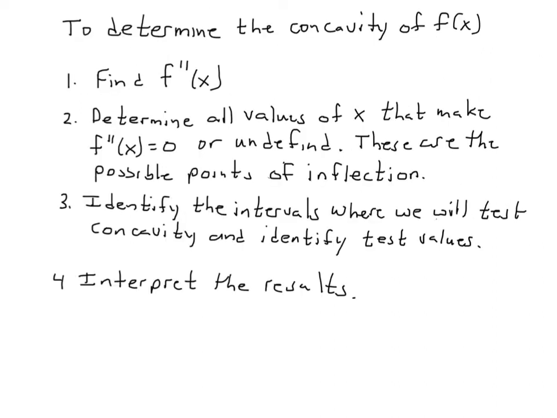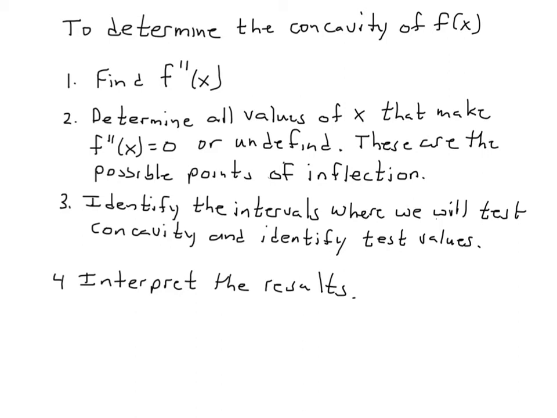So determining concavity is very much like what we did to determine the extreme values, where we had relative maxes or mins. The first thing I'm going to have to do is find f double prime of x. Second, I need to determine all values of x that will make the second derivative equal 0 or undefined. Those are possible points of inflection. Like the critical numbers we used when looking at relative extrema, those possible points of inflection, or the critical numbers of f prime, if you will, will help us identify the intervals where we will test the concavity. It's going to break the domain up into pieces, and each one of those pieces we have to check to see if it's concave up or concave down. And once we identify the intervals, we do want to identify test values, again, like we did last time.